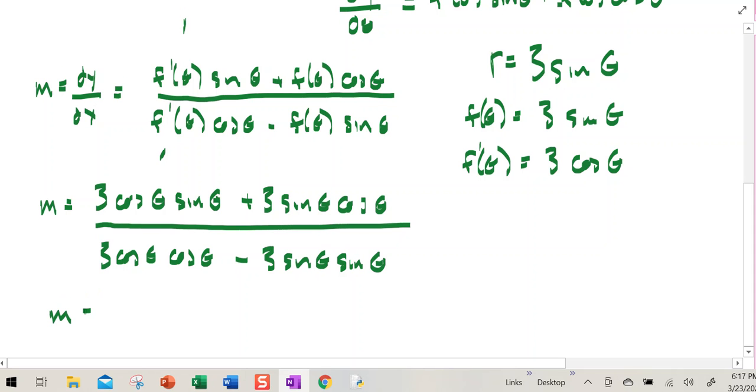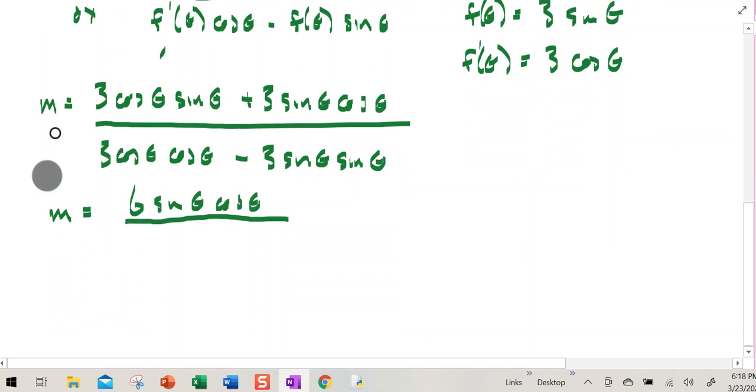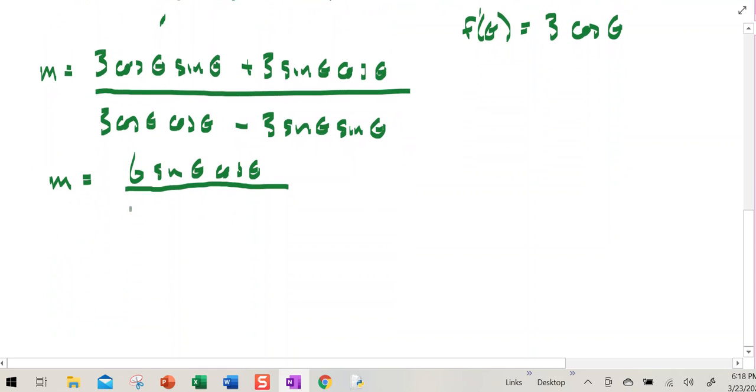Well, in the numerator, it looks like we have 6 sine of theta, cosine of theta. And in the denominator, we have 3. I can factor a 3 out of here. I'm going to factor a 3 out. And then what I'm left with is cosine squared theta minus sine squared theta.